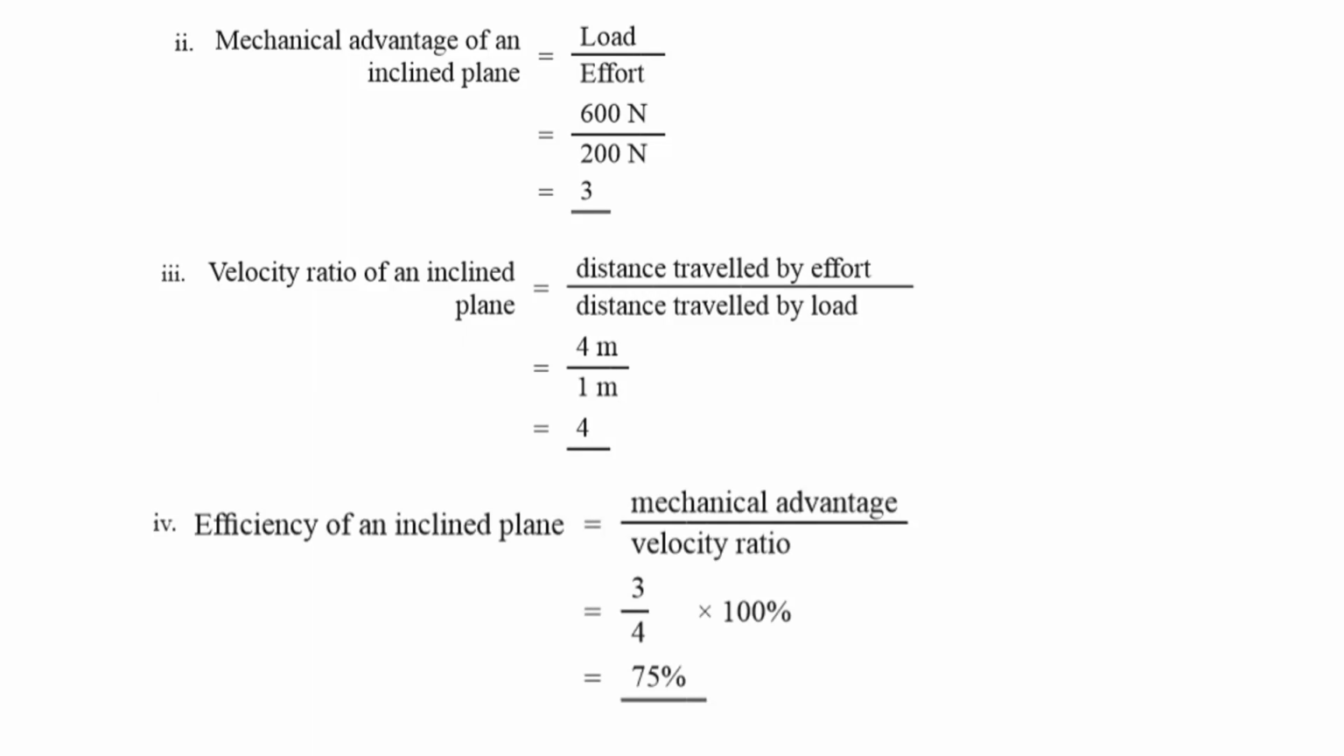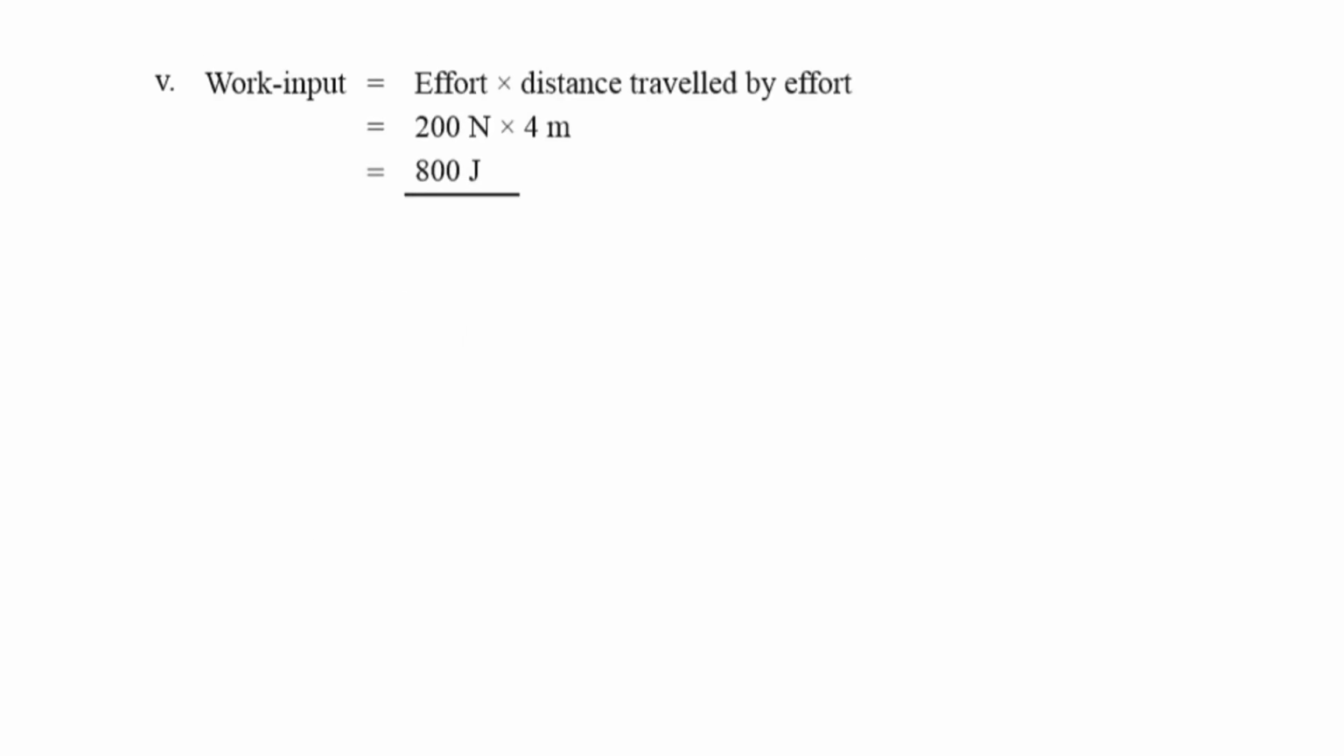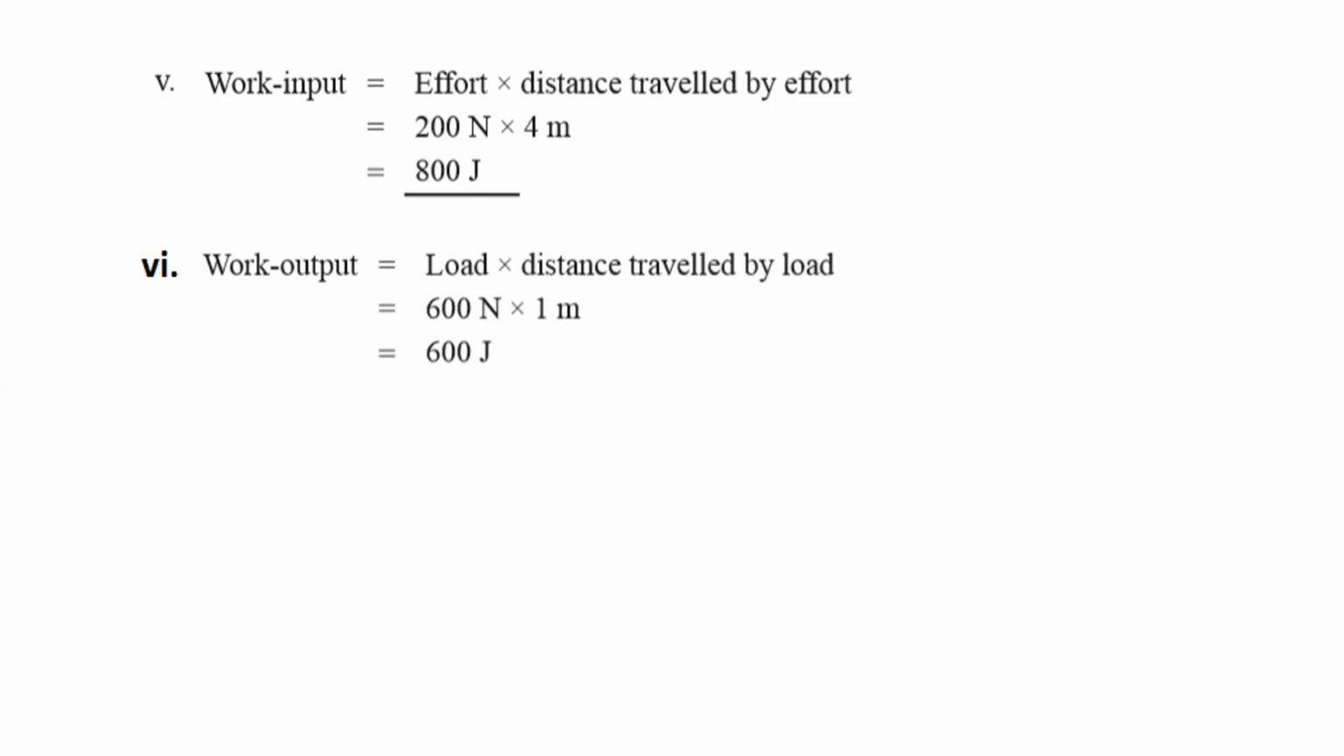Fourth part, efficiency of the inclined plane. Efficiency equals mechanical advantage over velocity ratio into 100. So 3 over 4 into 100. It is 75%. Work input equals effort into distance traveled by the effort. That is 200 newtons into 4 meters. Then your answer is 800 joules. Work output equals load into distance traveled by the load. 600 newtons into 1 meter. So the answer is 600 joules.